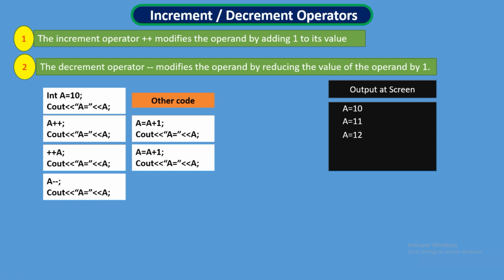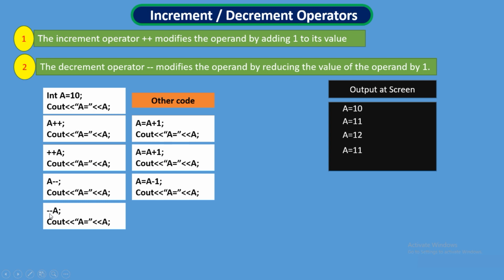Next we have the decrement operator. A minus minus means decrease the value in a variable, and the output is a is equal to 11. It means we decrease one value from a and we have a equal to 11. Same code, a is equal to a minus 1. In the next step, we have minus minus a and the output is a is equal to 10, which means decrease the value of variable a by one. Same code, a is equal to a minus 1.